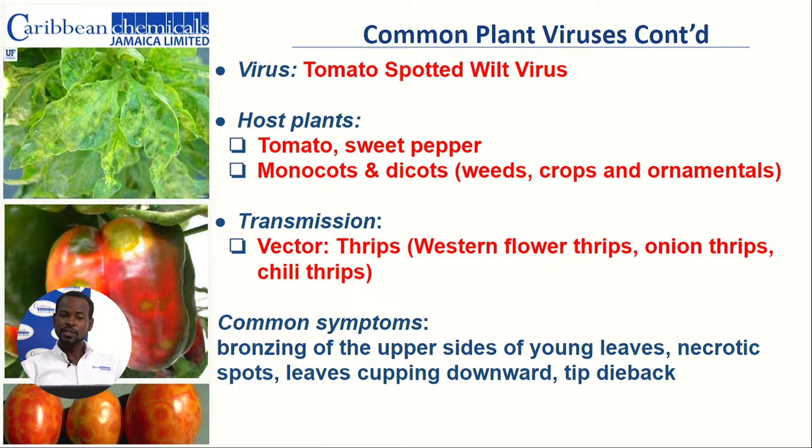All right, let's go on to how this virus is transmitted. One of the main vectors that transmit this virus is the western flower thrips, our onion thrips or chili thrips. So thrips is the main vector for this virus. And trust me, this virus is very detrimental because, as you can see on the screen here, look at the impact it has on the tomato and the sweet pepper. So these fruits will become non-marketable.